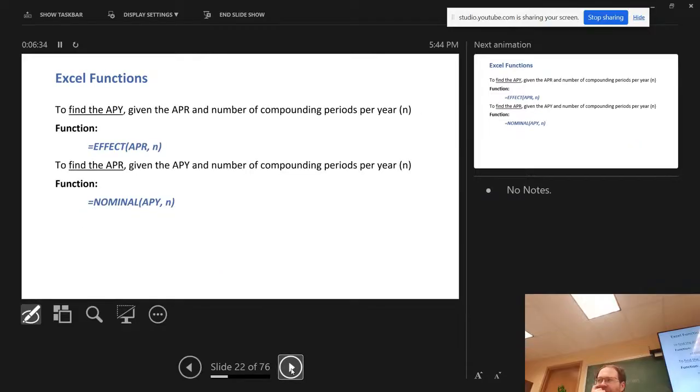There are some Excel functions that you can use. To find APY, it's just going to be the equals EFFECT function, given that you already know what the annual percentage rate is and how many times it compounds per year for n. If you needed to find APR, but you know what APY is, you can use NOMINAL. So just using those commands in Excel if you didn't want to calculate that all by hand.